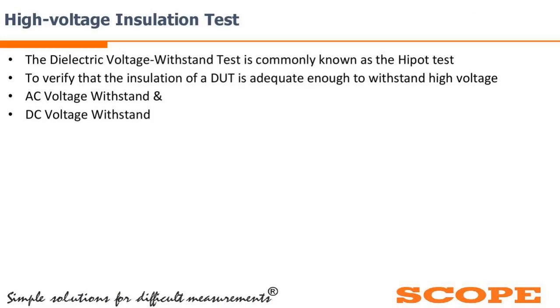Then another test that we need to carry out on various equipment of the substation is the high voltage insulation test, which will be AC insulation and DC insulation. That is to find out the dielectric voltage withstand test, which is commonly known as the HIPOT test, that we need to carry out to verify that the insulation of a device under test is adequate to withstand high voltage. There are two steps: the AC voltage withstand test, and the second one is the DC voltage withstand test that we need to carry out.